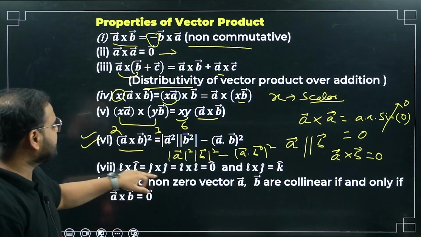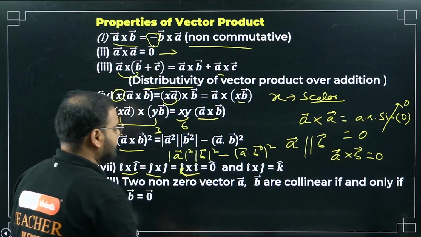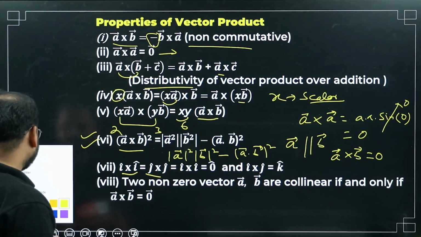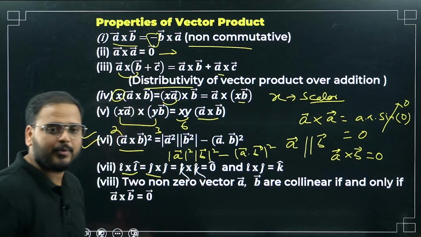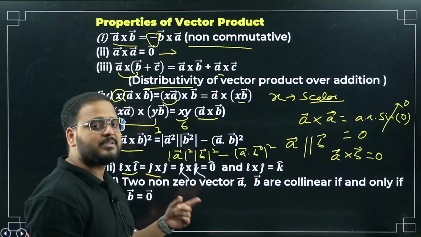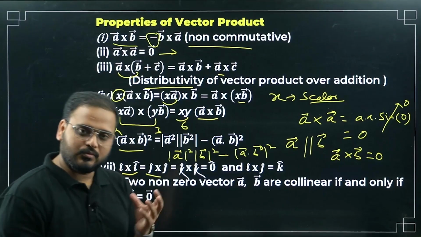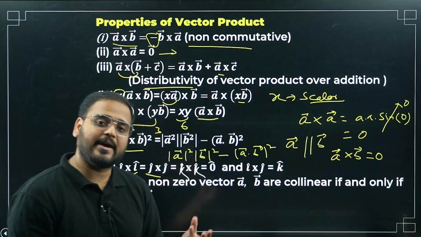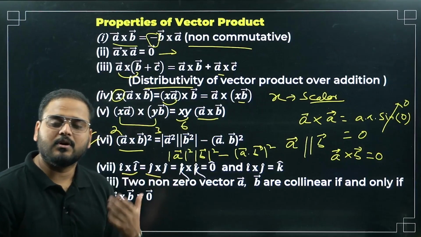Now, i cross i, j cross j and k cross k. I hope you can see that. So i cross with i, j cross with j, and k cross with k will be 0. How come, sir? Sine 0. For i and i, what is the theta value? 0 degree. For j and j, again 0 degree. For k and k, again 0. Sine 0 is 0. So i cross i, j cross j and k cross k give you a result of 0.